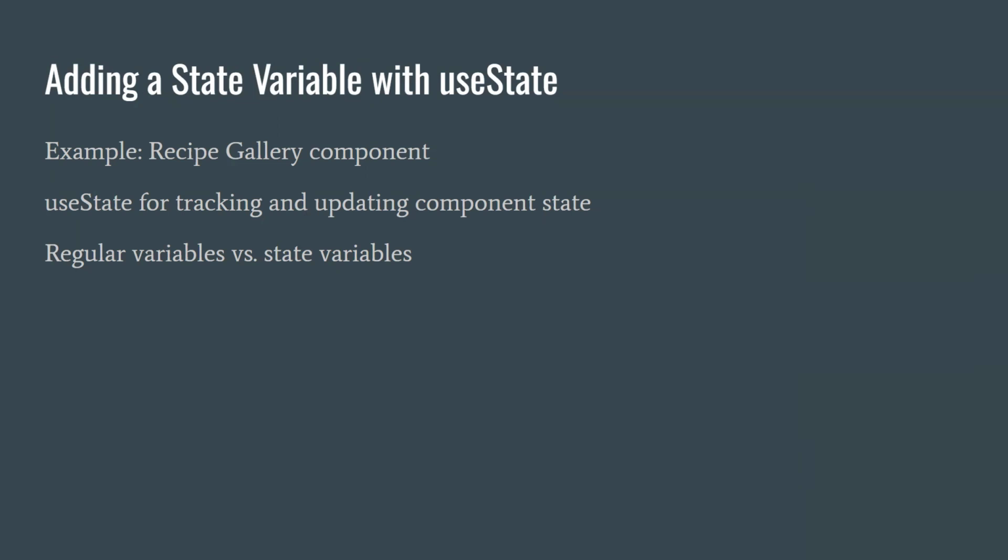So by replacing the index variable with a state variable using useState, you can preserve its value across renders, but also inform React when it's time to re-render the component based on the updated state.